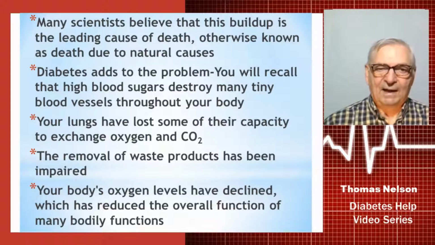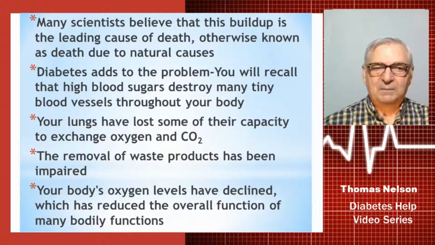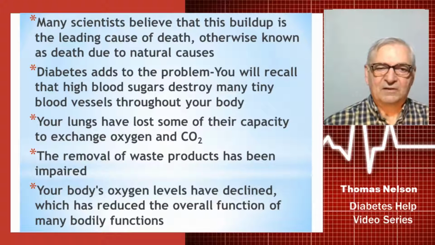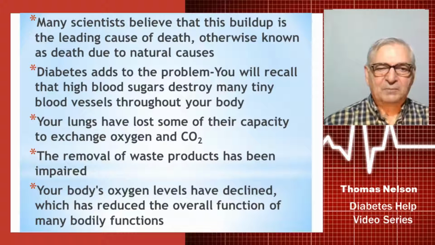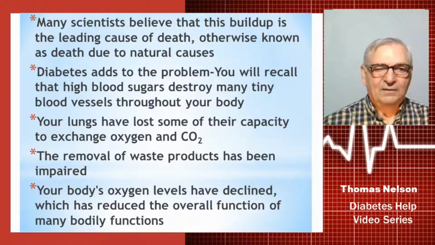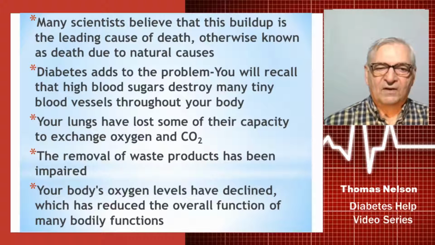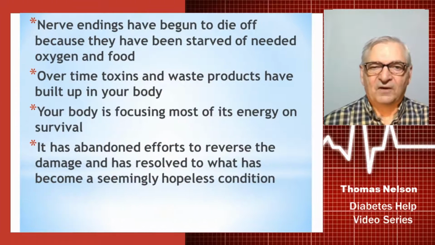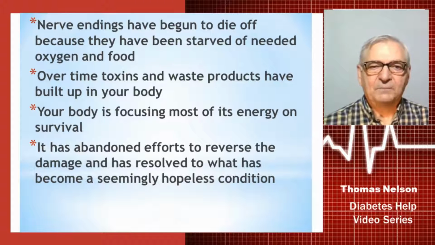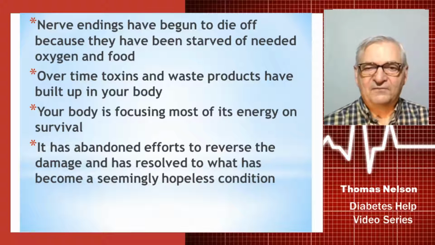You're going to recall that high blood sugars destroy many tiny blood vessels throughout your body. Your lungs have lost some of their capacity to exchange oxygen and carbon dioxide. The removal of waste products is going to be impaired. So your body's oxygen levels will decline, which has reduced the overall function of thousands upon thousands of very important bodily functions. Nerve endings are going to begin to die off because they have been starved of the very important oxygen and food that feeds them.